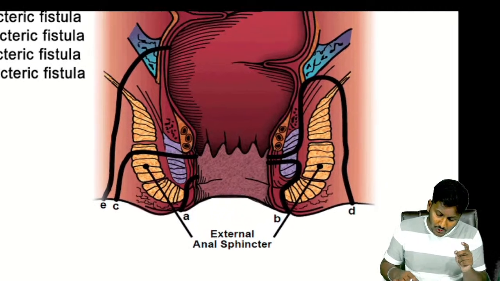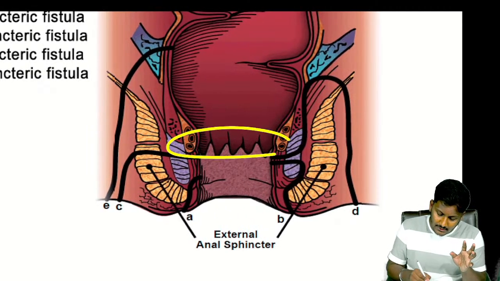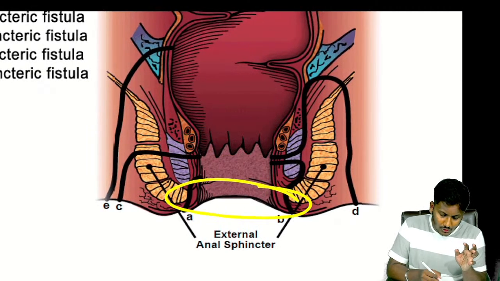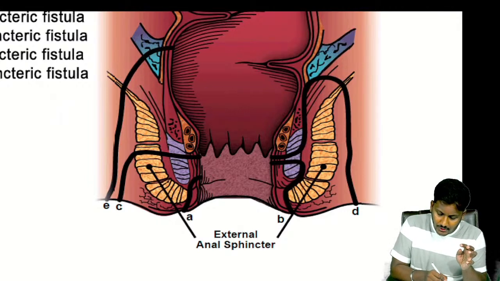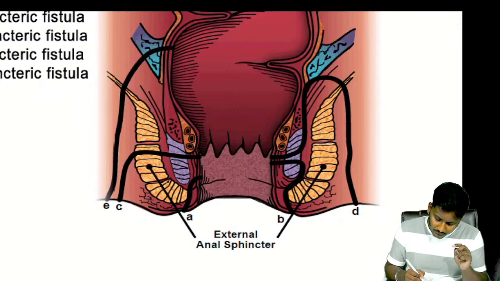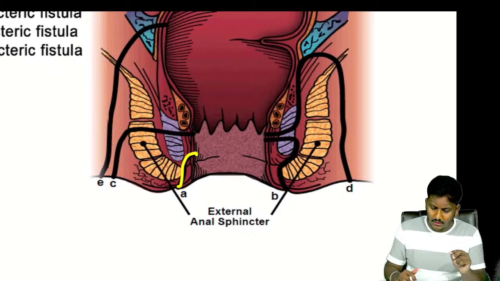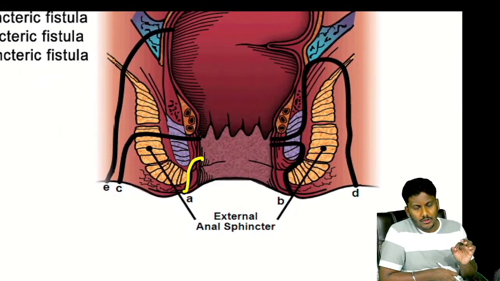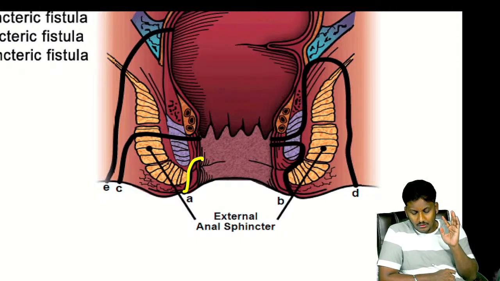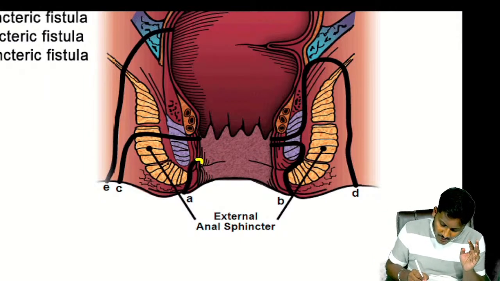First, see that this is the dentate line, this is the anal verge of the opening, this is the anorectal ring over here. The purple one is the internal anal sphincter, the yellow one is the external anal sphincter. Now, please remember, this fistula here is very, very superficial. It is not even connected to the sphincter. So the first one is known as the superficial fistula.